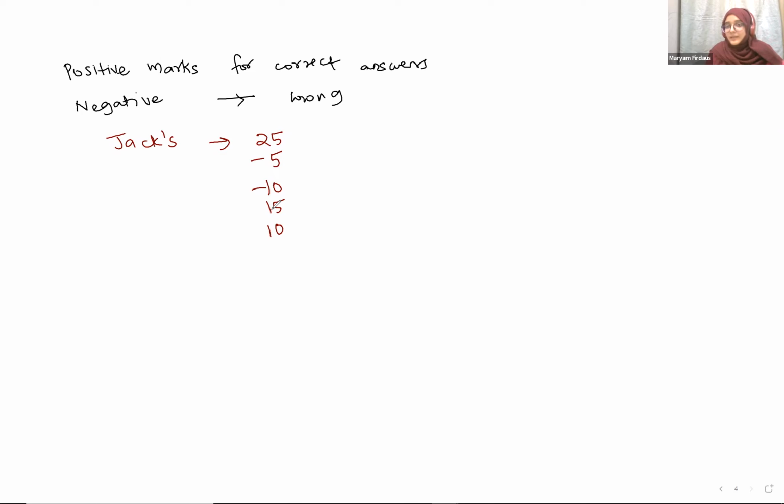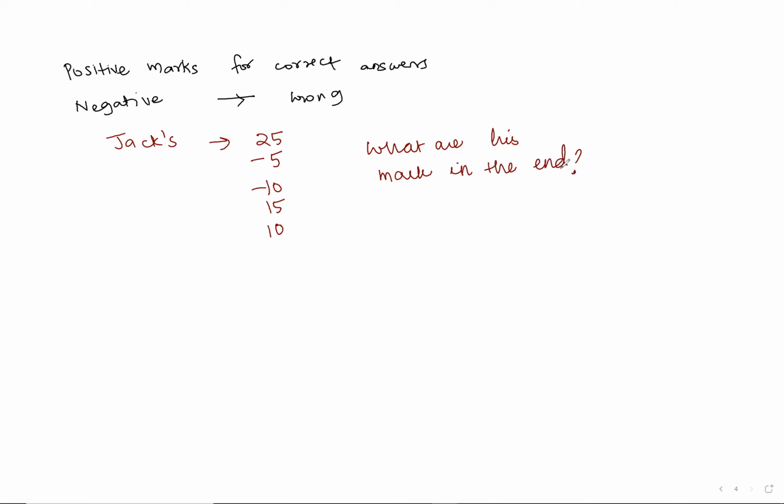How will we go about this? Did you understand the question? First, do we have to add all the positive marks? Yeah, that's one way you can do this. Very good, Hiba. I like the way you're thinking. So first we're going to add all the positive marks, that's 25, 15, and 10. So what does that become? Yeah, it becomes 50.